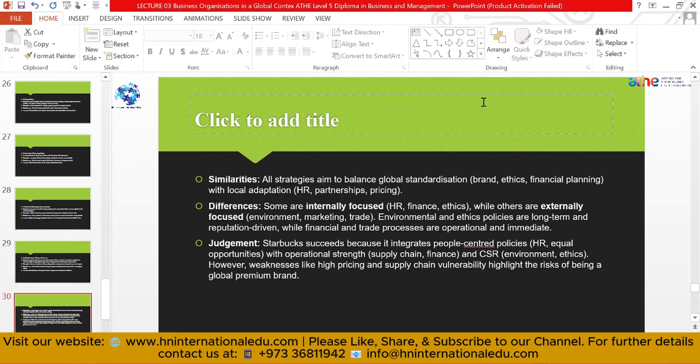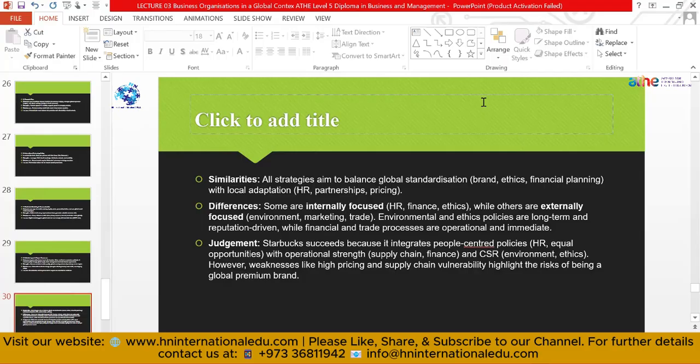Similarities, differences, judgment for this example. All strategies aim to balance global standardization of the brand, ethics, packaging, and financial planning with local adaptation, that is HR, partnership, and pricing, because the managers, the people, the workers are going to be from the local country. They're not going to be Americans. Differences: some are internally focused, that is HR, finance, ethics, while others are externally focused: environment, marketing, trade. Environmental and ethics policies are long-term and reputation-driven, while financial and trade processes are operational and immediate. That is the one which needs the money all the time, and you need to take immediate actions. They are always from your host country rather than the home country. Again, home country America, host country India in this example.